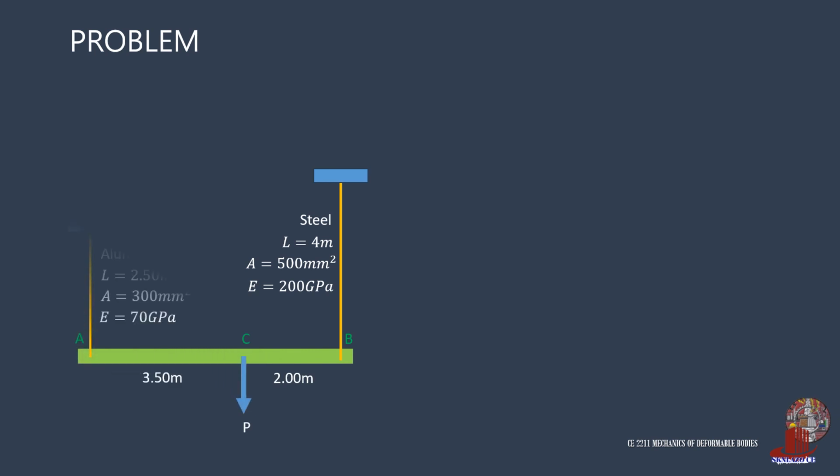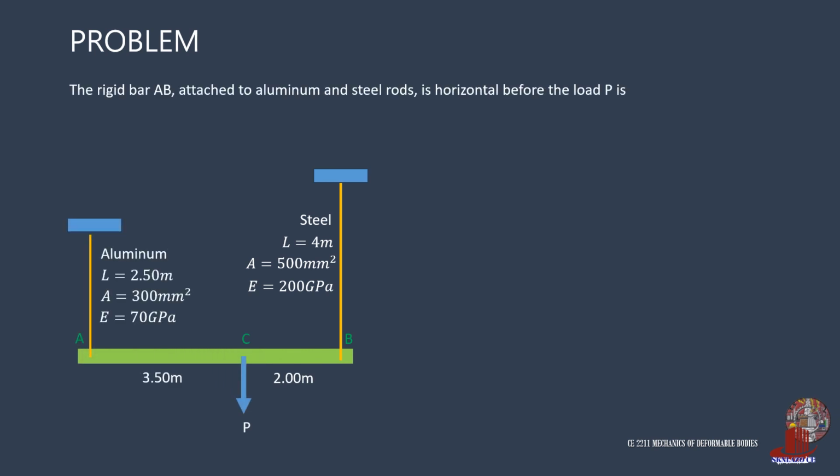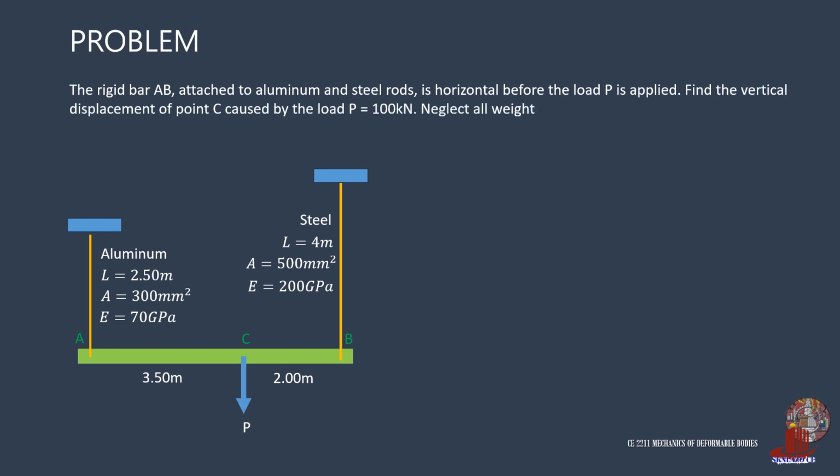The problem shows a rigid bar AB, and this is tied on both ends with wires of different materials, different areas, and different lengths. Upon the application of load P, we are to solve for the displacement of point C. We solve this by first creating a free body diagram of the bar.